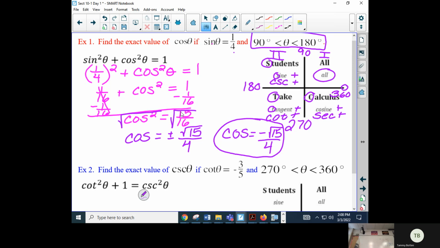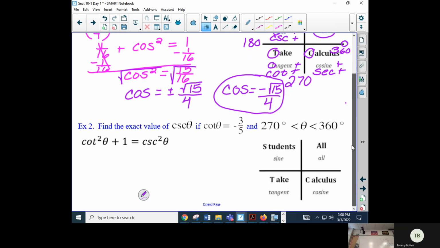Wait, how do you tell? Okay. Oh, never mind, I got it. Because you're between 90 and 180, only sine and cosecant are positive in that quadrant, and we have cosine, so it's negative. And then that is your answer. Are you guys okay with that?